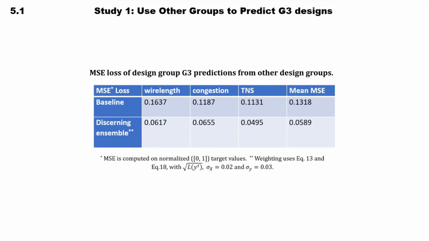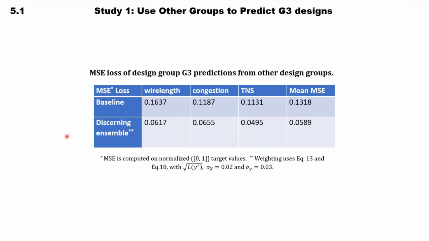This is the result from study 1. The baseline is to combine training designs directly, and you can see their mean square error loss is about 2 times higher than the discerning ensemble result. This is for violations, congestion, and TNS.